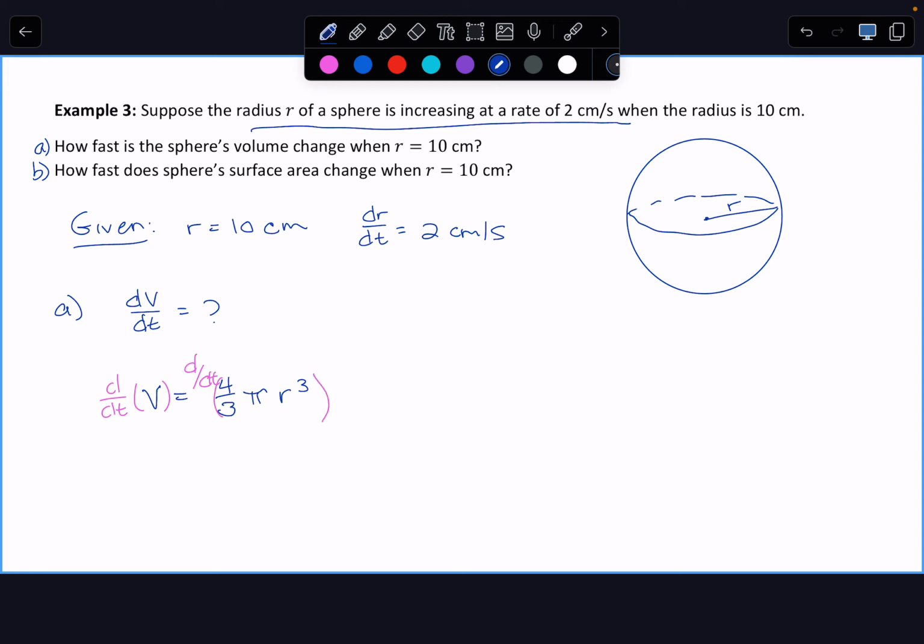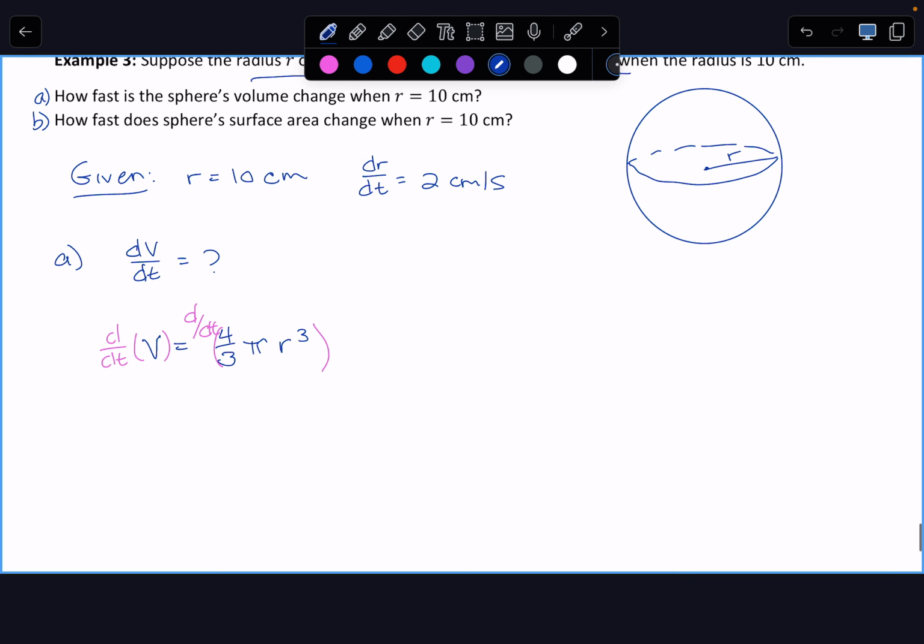So over here on the left, what am I going to be left with after I take that derivative? Good, dV/dt is equal to, I'm going to leave my 4/3 pi sitting out there. Those are just constants. What's the derivative of my r cubed term? 3r squared. And what am I going to pop on the end? Good, dr/dt. So if I clean that up a bit, I'm going to get dV/dt is equal to 4 pi r squared dr/dt.